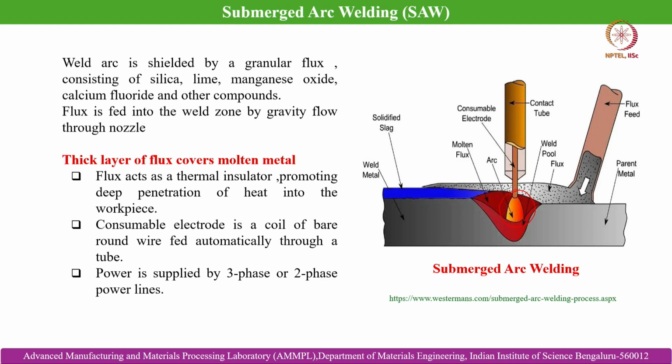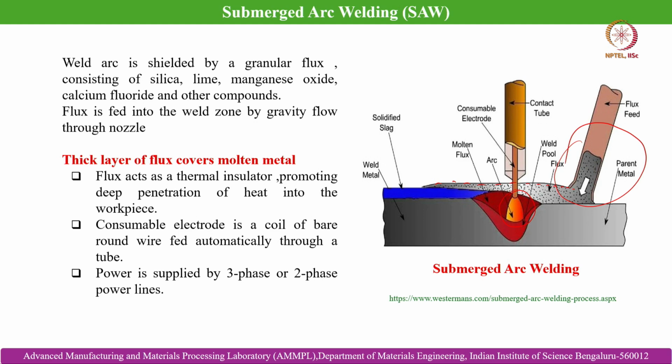In this case the weld arc is shielded by a granular flux that you can see over here. This is the layer of flux at the top of the arc which is generated. The flux consists of silica, lime, manganese oxide, calcium fluoride and other compounds. It is fed into the weld zone by gravity flow through a nozzle. So, this is the nozzle that is responsible for feeding the flux into the weld zone.